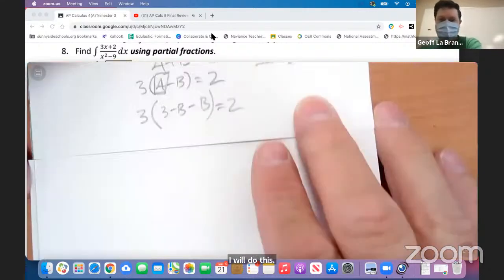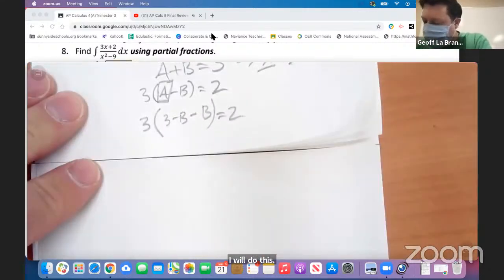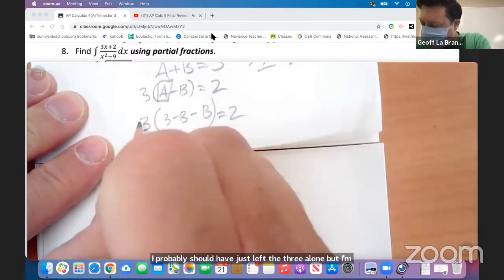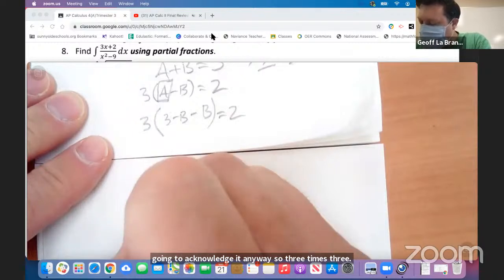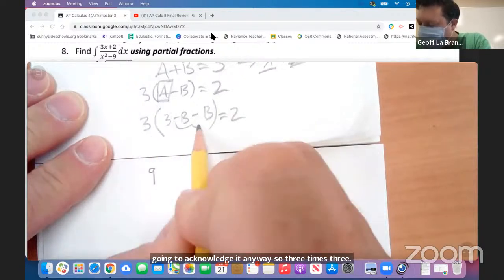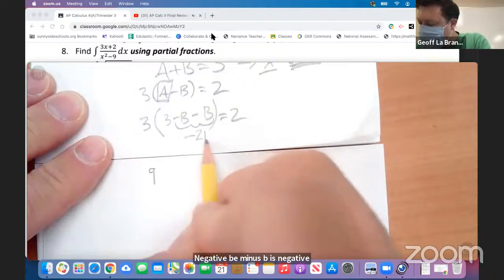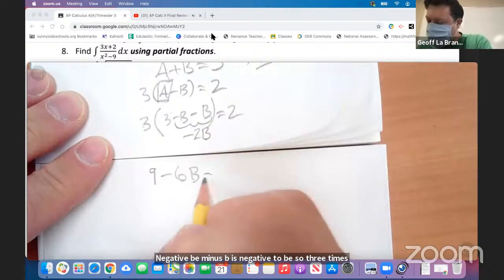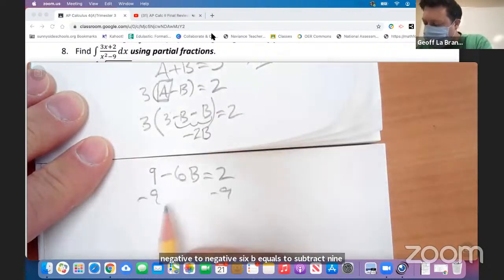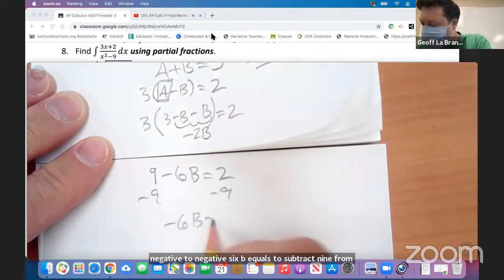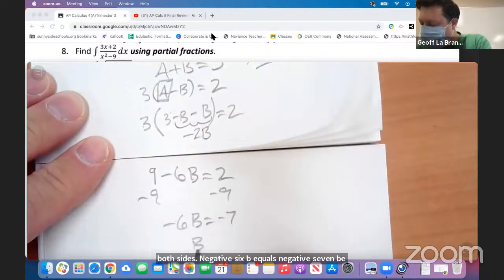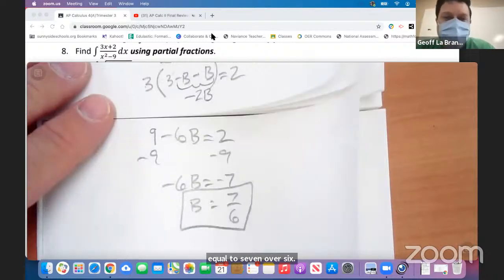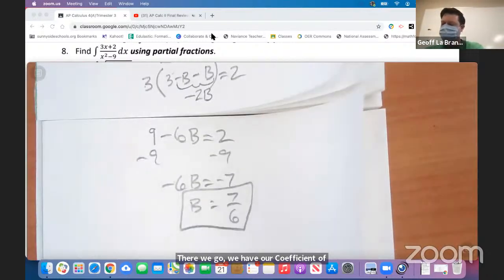Okay. So continue to solve for b. I probably should have just left the 3 alone, but I'm going to acknowledge it anyway. So 3 times 3, 9. Negative b minus b is negative 2b. So 3 times negative 2, negative 6b equals 2. Subtract 9 from both sides. Negative 6b equals negative 7. b equals 7 over 6. There we go. We have our coefficient of b, 7 over 6.